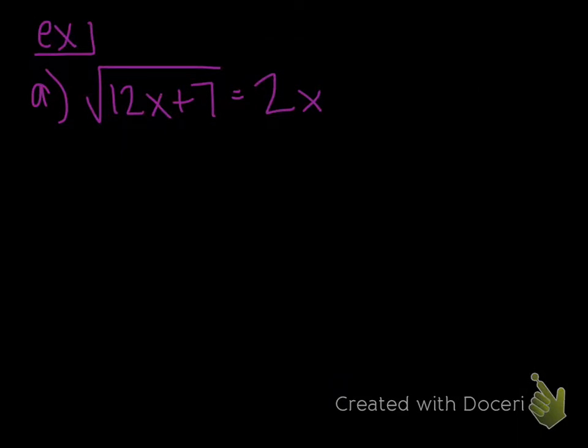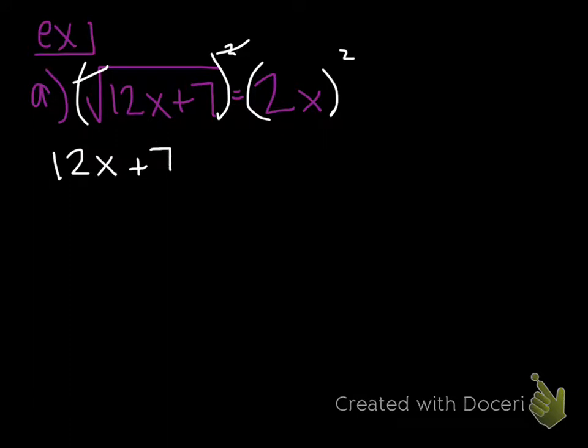So for the back page, you're going to notice slightly different is that we have variables on both sides. So again, if I want to get rid of the radical, I'm going to raise both sides to the 2nd power. It's super important that you write the quantity in parentheses squared. On the left side, the radical and the squared cancel, and I'm left with 12x plus 7. On the right-hand side, I have 2x squared. This means 2x times 2x, which gives me 4x squared.